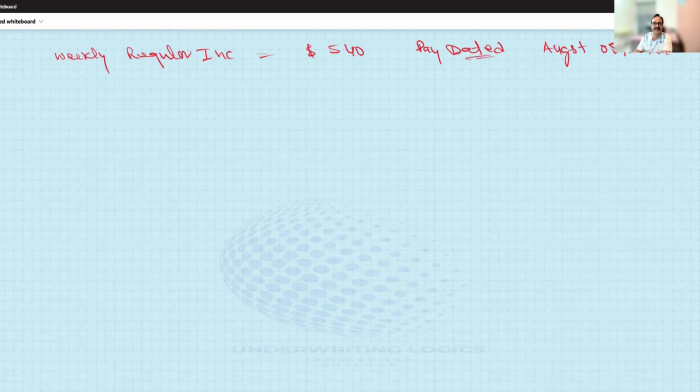Pay stub dated means pay date. We don't have a pay period, we have only the pay date. Weekly regular income is this. Now, year to date income.